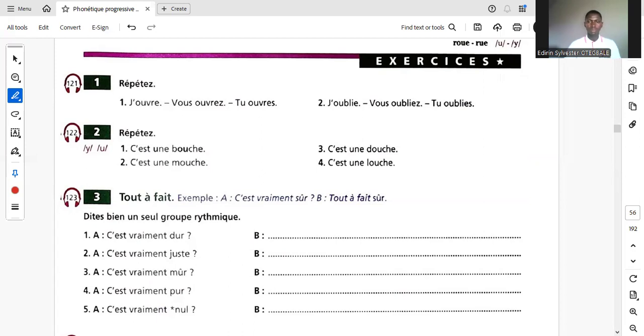Roux, rue. Exercice 1. 1, J'ouvre. Vous ouvrez. Tu ouvres. 2, J'oublie. Vous oubliez. Tu oublies.